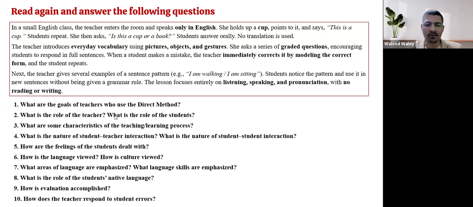What is the role of the teacher? Okay, what is the role of the student? Miss Minna?